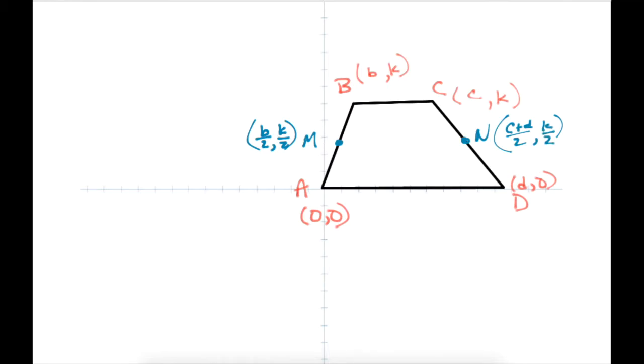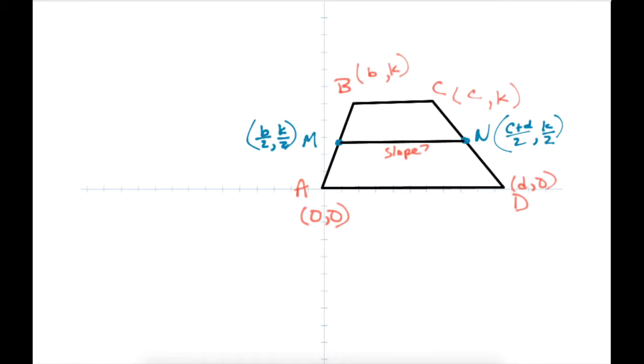So this is my median of my trapezoid. I want to show that it's parallel to the bases. So first thing I need to do is show that it's horizontal, by just calculating its slope. And then I want to show that its length is the average of the lengths of the bases.